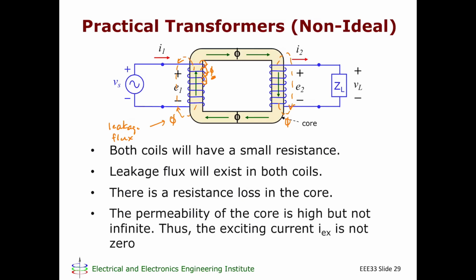And finally, the permeability of the core is high. Permeability is the property of the core to support the flow of flux. This is high, but not infinite. Thus, the exciting current is not equal to 0. If our exciting current is equal to 0, if we had 0 load, then I1 would be equal to 0. But we know that's not the case. If we take out the load, there's still a small value of I1 that will flow, which is needed to push magnetic flux to run around the core.